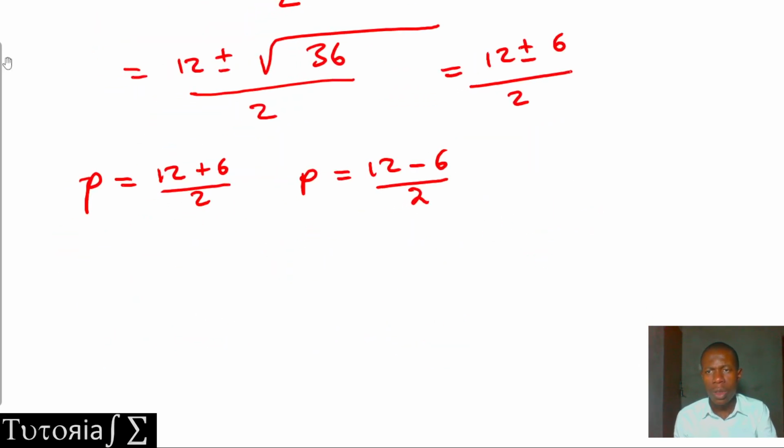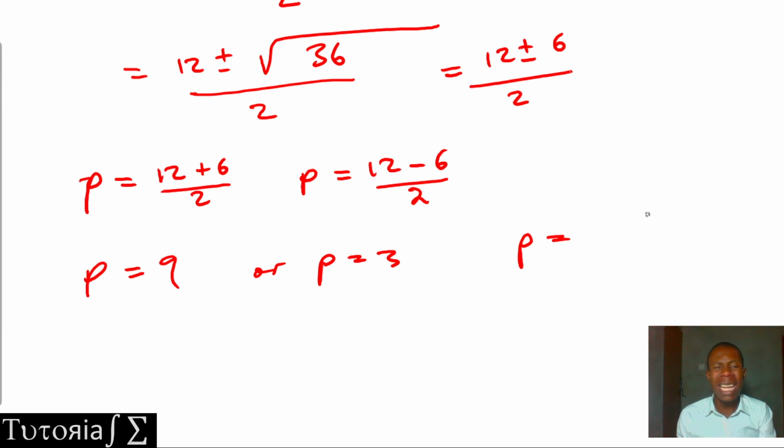So here we're going to have P is equal to 12 plus 6. That will give us 18. So 18 divided by 2, that is 10. Oh, sorry, that is 9. Then P is equal to 12 minus 6. That will be 6 over 2. That will be 3.